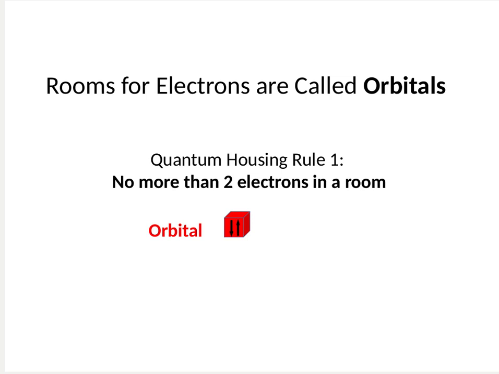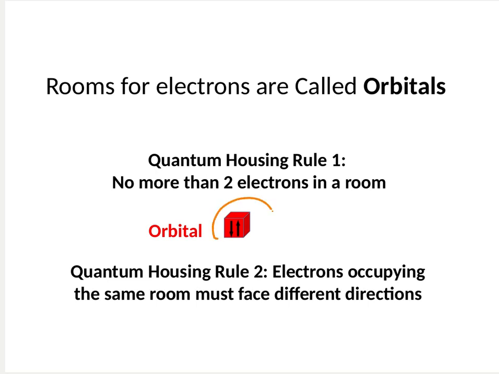This brings us to our first rule of housing. Quantum housing rule for electrons, rule number 1, says that you can never have more than 2 electrons in a room, or in an orbital. Furthermore, notice how I oriented the 2 electrons residing in this orbital: one arrow is pointing up, the other is pointing down. That gives rise to our next quantum housing rule, which says that electrons occupying the same room must face different directions.